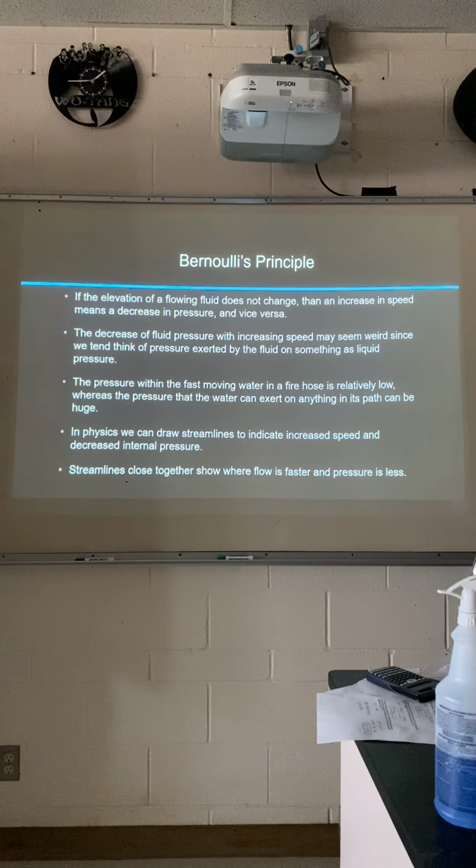Take the hose of a firefighter putting out a fire, the pressure in that hose is super great.